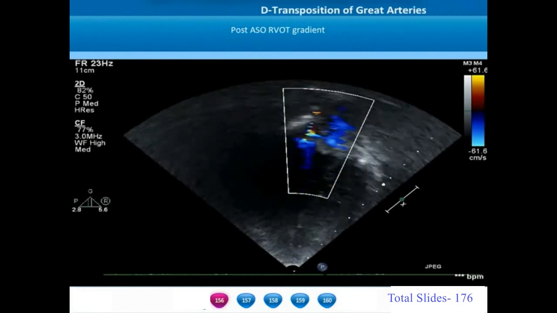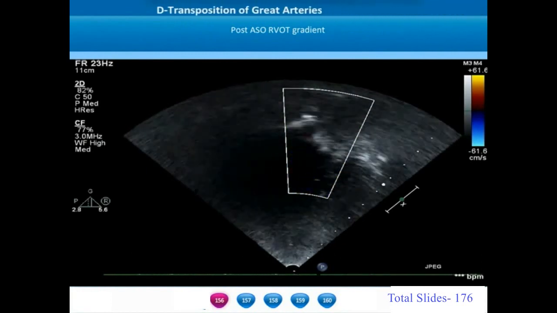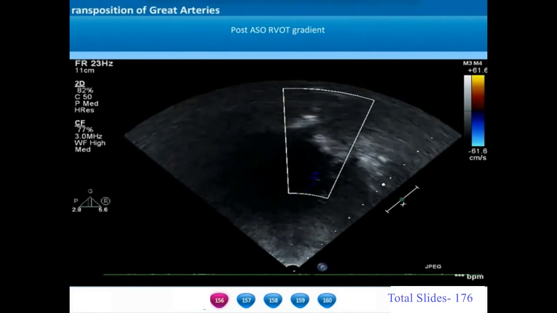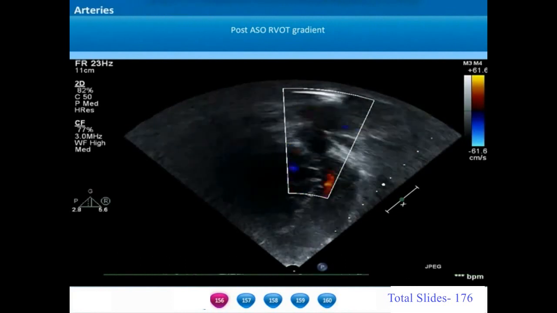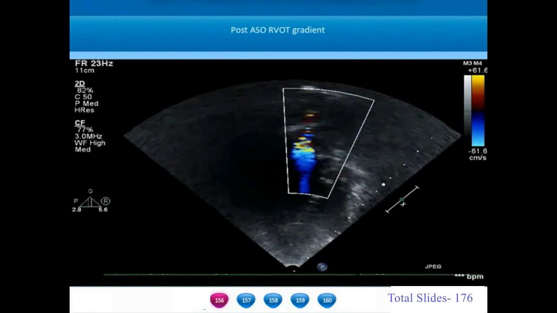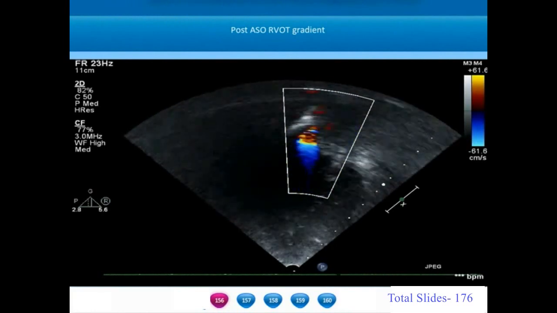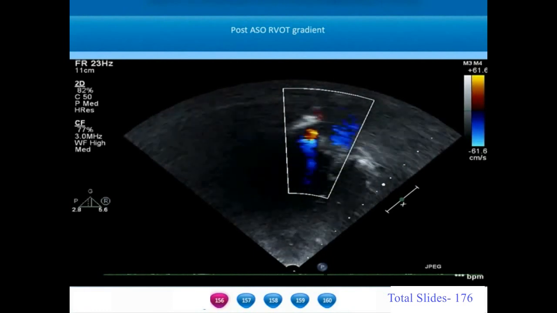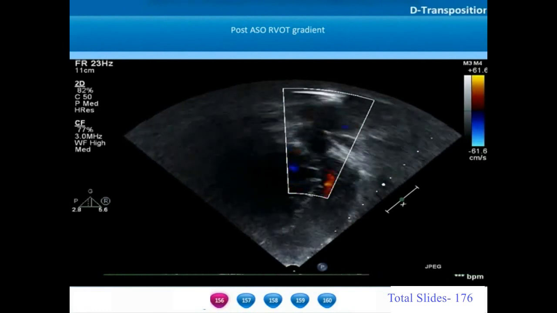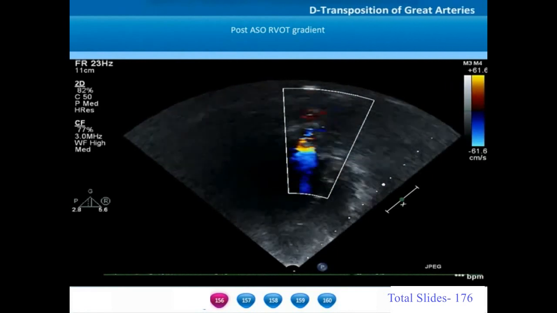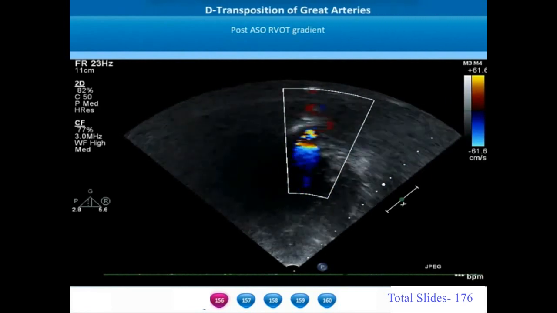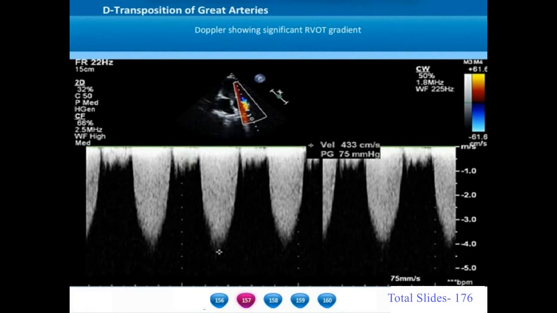Supravalvular narrowing at the region of the anastomotic site after an arterial switch operation is more commonly seen in the pulmonary outflow tract. This is an apical four-chamber view. Progressively with an anterior sweep, we can notice a normal left ventricular outflow tract, but a severe supravalvular main pulmonary artery narrowing. A continuous wave Doppler interrogation across that severe supravalvular pulmonary narrowing showed a gradient of close to 75 millimeters of mercury.